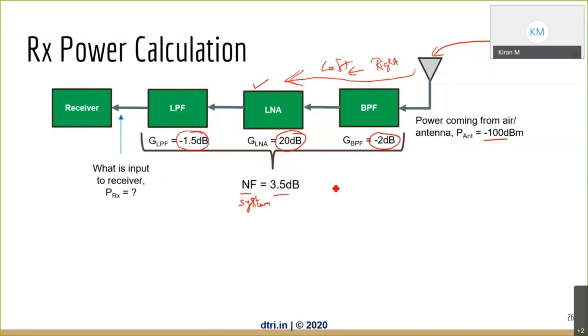Ideally I want a 0 dB noise figure. This is impractical, but it is the best-case number. So is 3.5 dB good or bad? It depends on the final sensitivity value that I'm expecting.